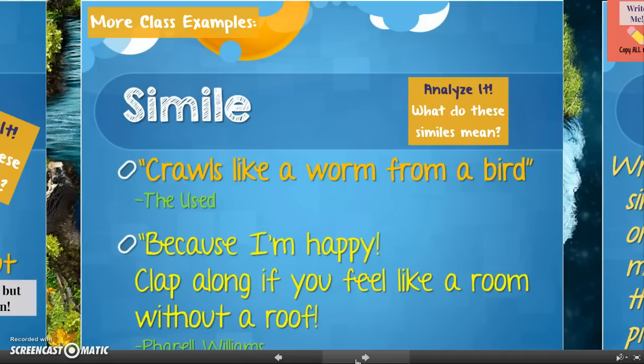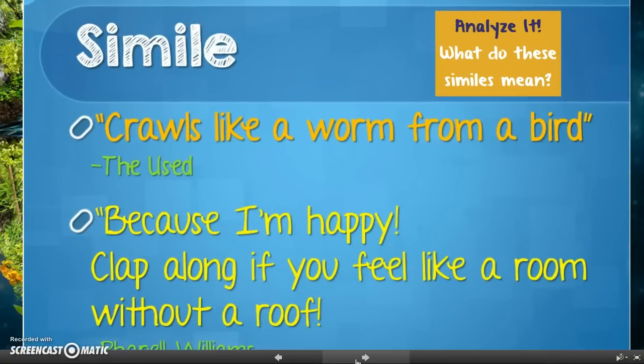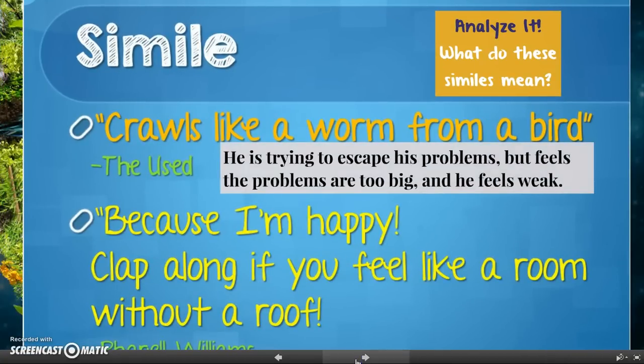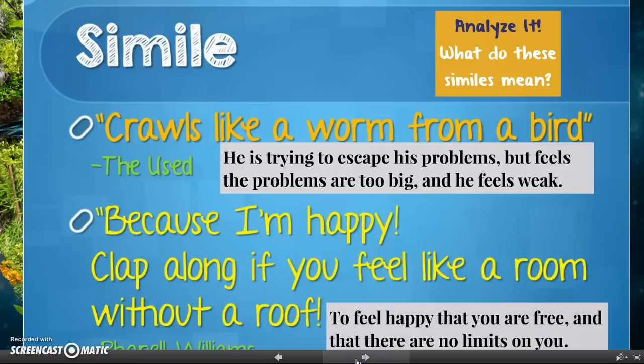Well, these similes have meanings. They don't just sound good or make money from music. In The Used, he's trying to escape his problems, but feels the problems are too big and he feels weak, like a worm feels weak when it's trying to crawl from a bird. And in Happy by Pharrell, to feel happy because you're in a room without a roof, you feel like you're free and that there's no limits on you.